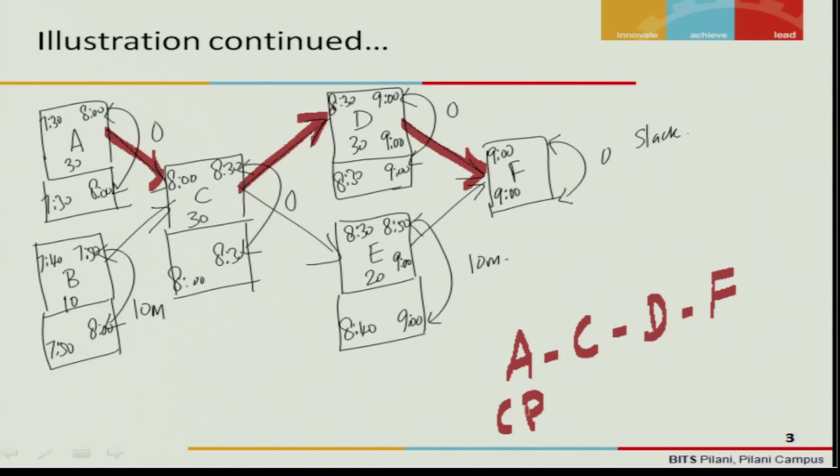What is meant by critical path? We have seen it yesterday. A critical path is the one which connects and has the longest time. And if there is any delay in the activities in the critical path, it will delay the entire project. Let us see if that is the case.